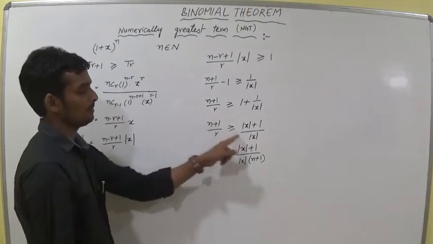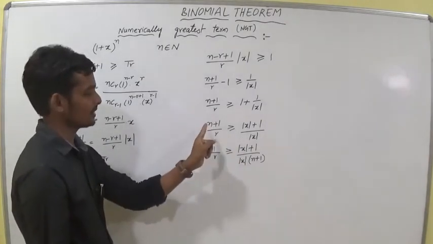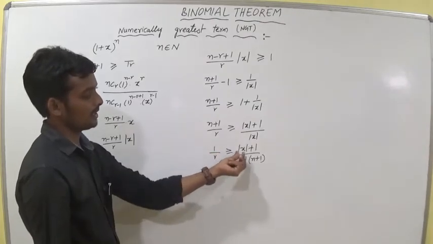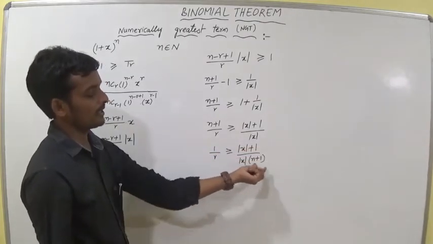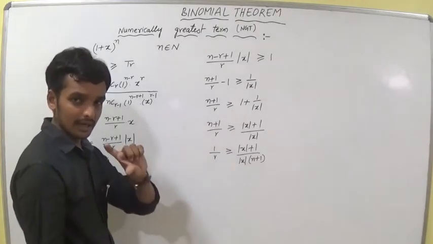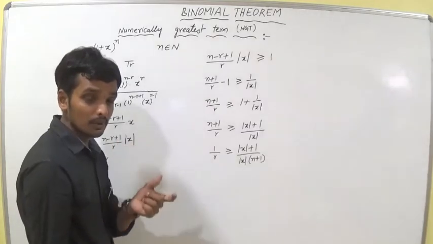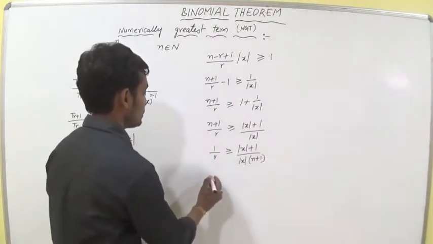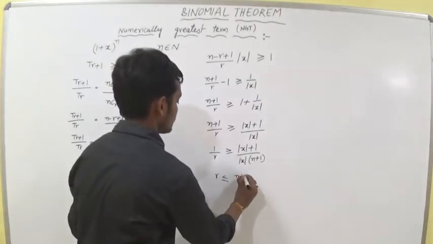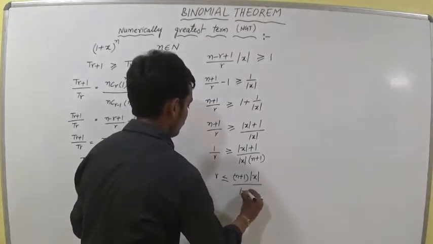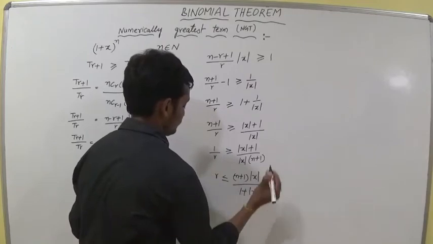You understand? I'm just multiplying. I did not do the cross multiplication; I just transposed n plus 1 to this side. That means 1 by r is greater than or equal to (mod x plus 1) by mod x into (n plus 1). I don't want 1 by r, I just want r. So I'm writing the reciprocal. If you write the reciprocal, the symbol greater than or equal to becomes less than or equal to. That means r is less than or equal to (n plus 1) into mod x by (1 plus mod x).